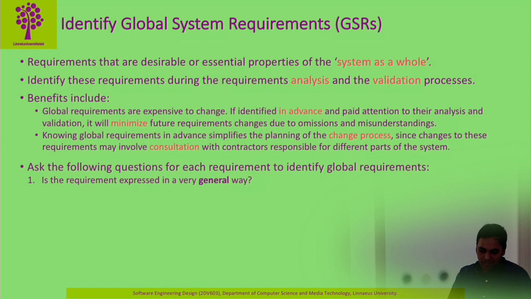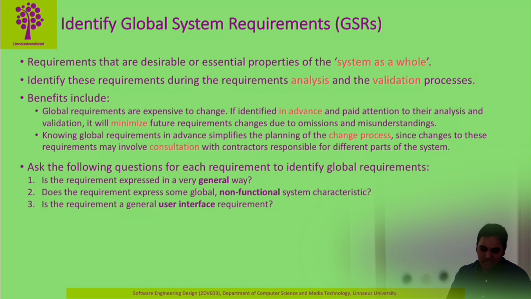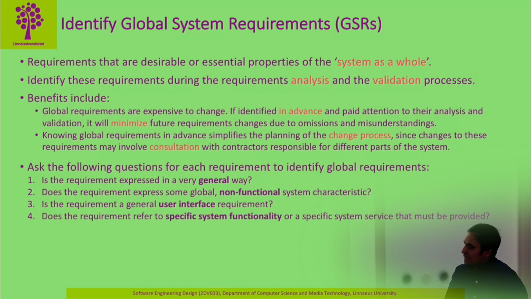And how do you identify global requirements? There is a very simple way to check if your requirements are global or non-functional. You have to ask 6 questions, and based on their answers, decide if the requirement is global or not. The first is, is the requirement expressed in a very general way? Does it express some global non-functional system characteristics? Is it a general interface or user interface requirement? Does the requirement refer to a specific system functionality or a specific system service that must be provided? If it's a very specific system functionality, then it's a feature, not a global system requirement.